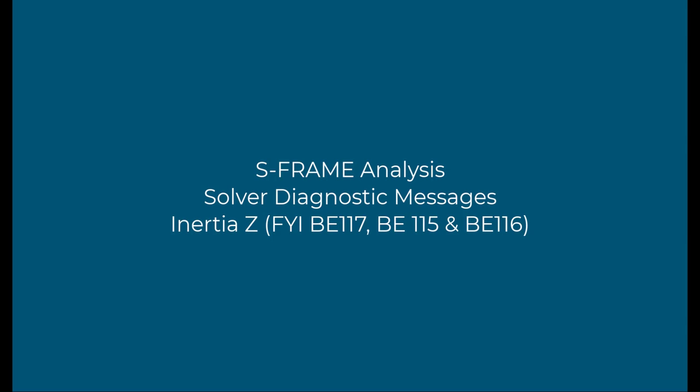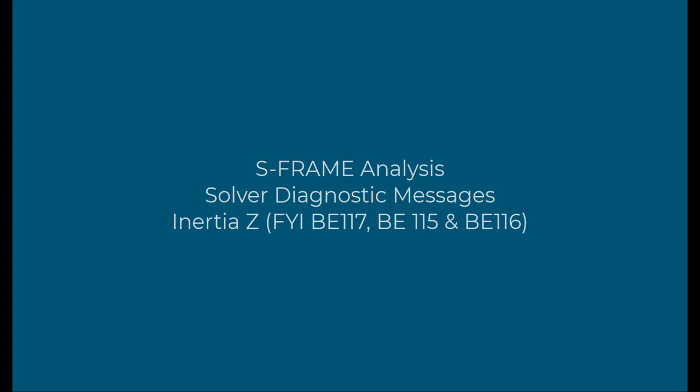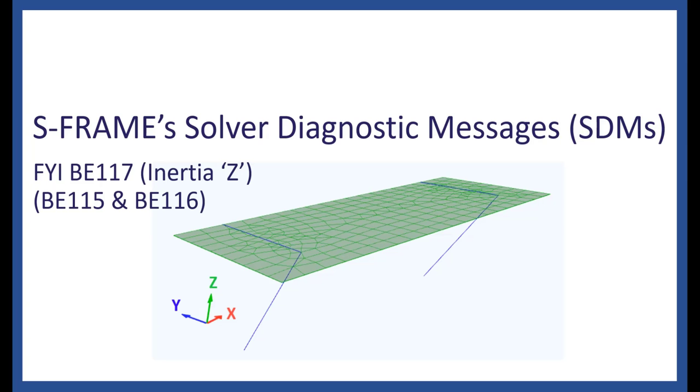In this presentation, we're going to talk about the SRAM solver diagnostic messages. In particular, message BE117, which refers to a section's moment of inertia about the z-axis. This also relates to messages BE115 and 116, which are related to moment of inertia around the x and y-axis, respectively.